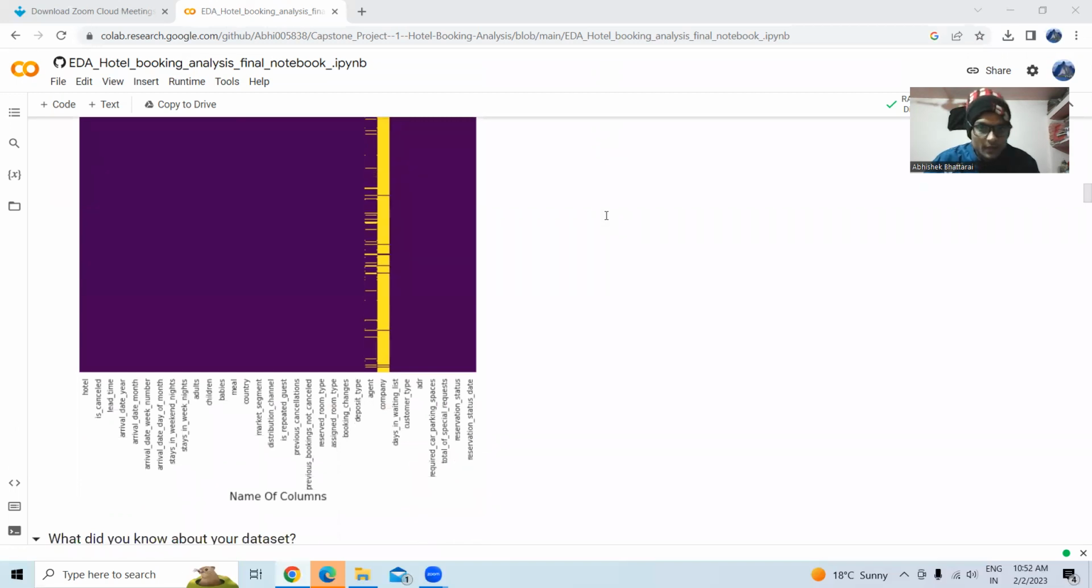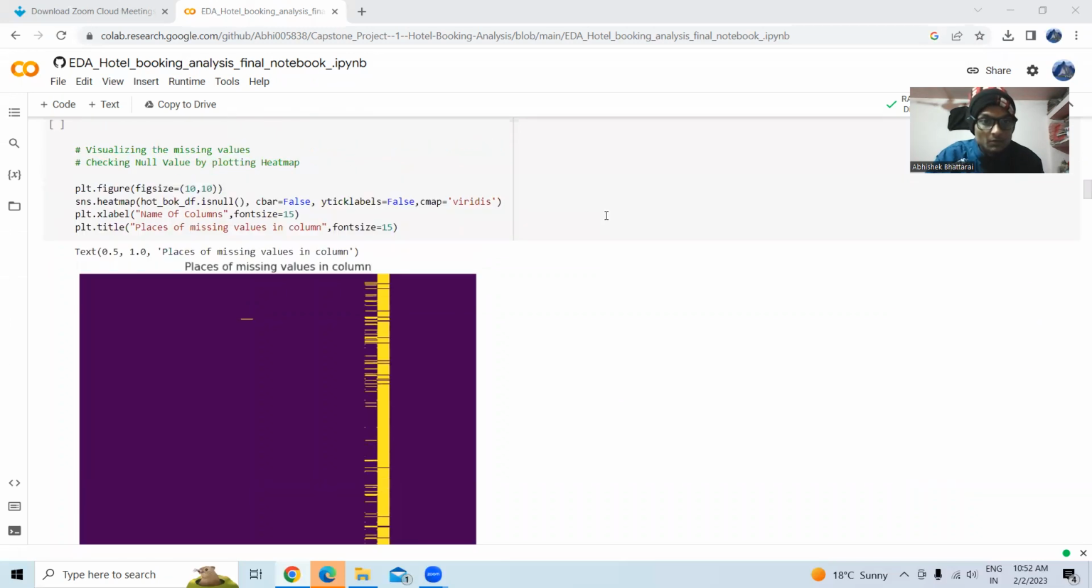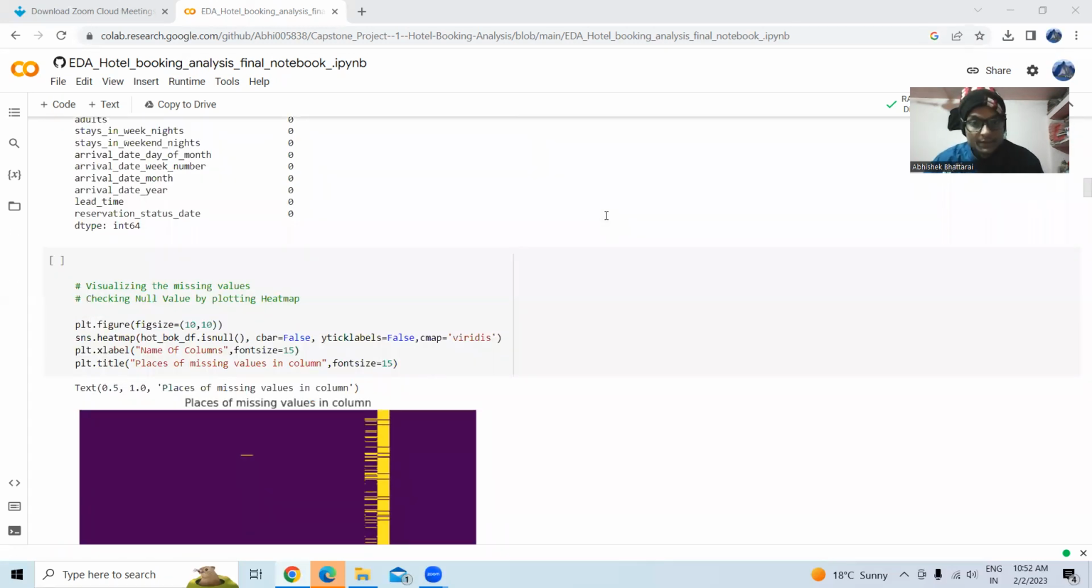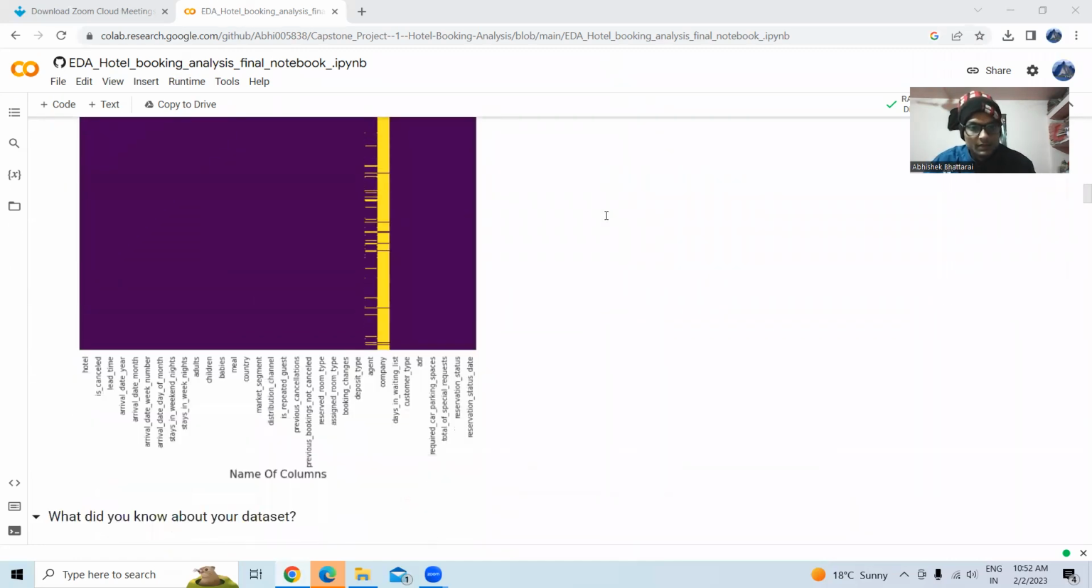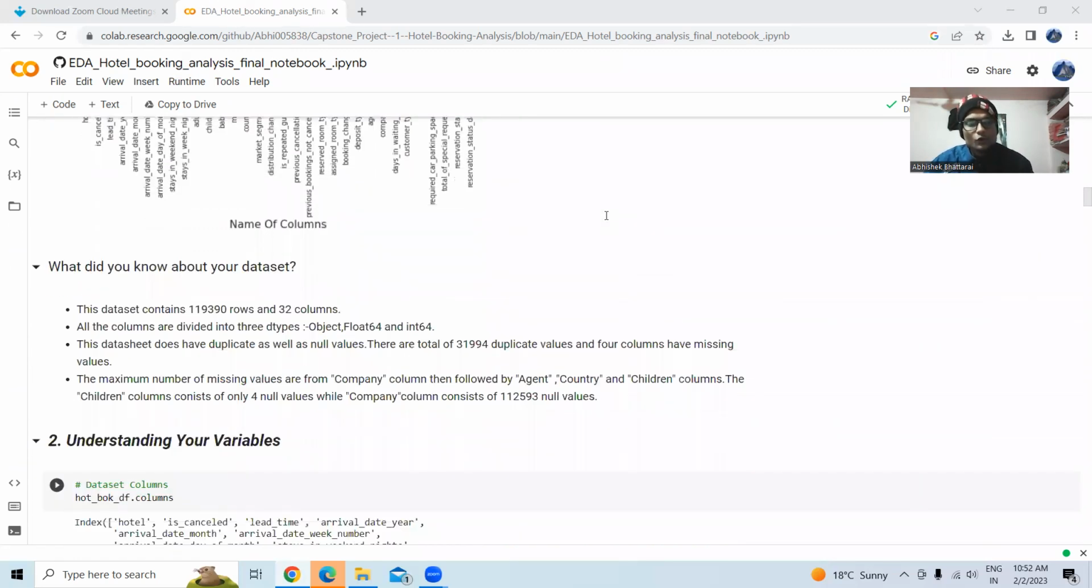Here you can clearly see that company has the most null values, shown with the yellow color, followed by agent. So what do we know about our data set?